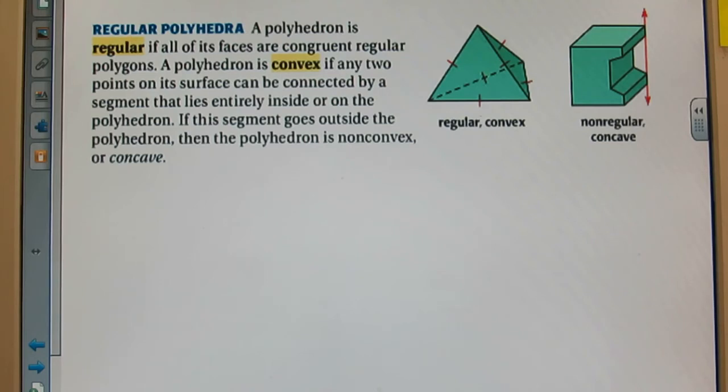So you can see this line lies along the polyhedron. This one here lies along it, stays on it. Now, as you can see over here, this one does not. So this one is concave. We call that one concave. It is not touching right through here. It's not touching the polyhedron. So that one we call concave.